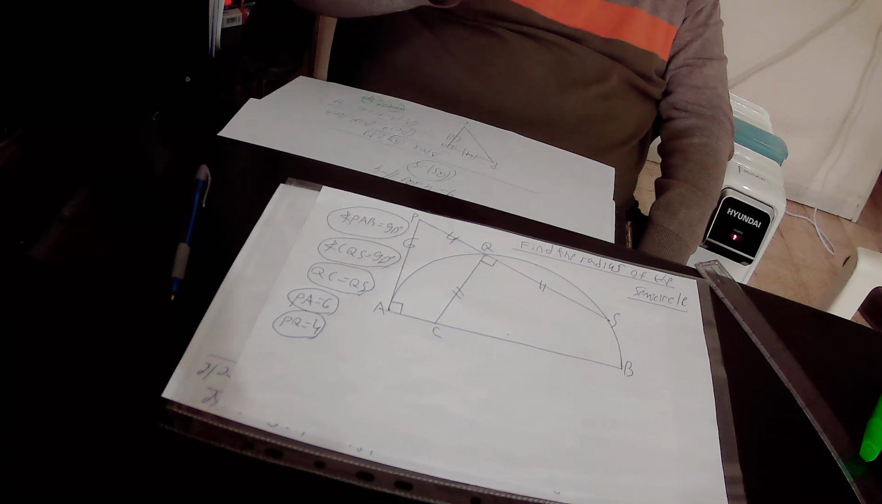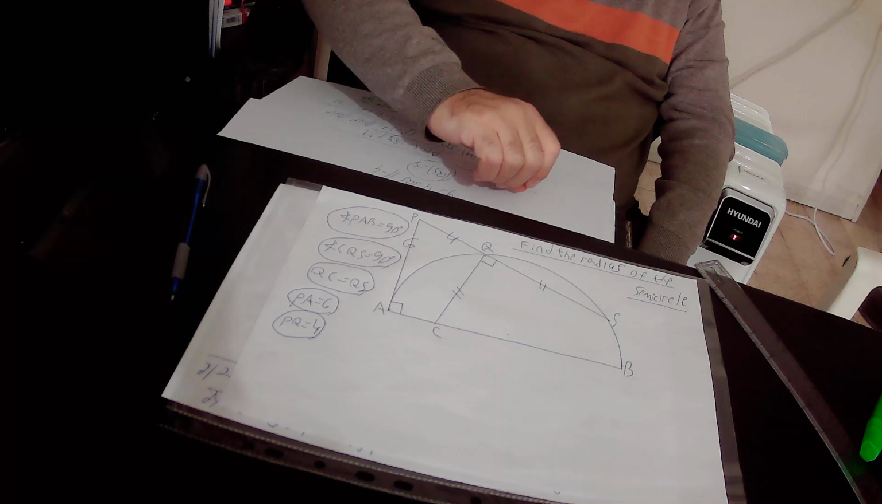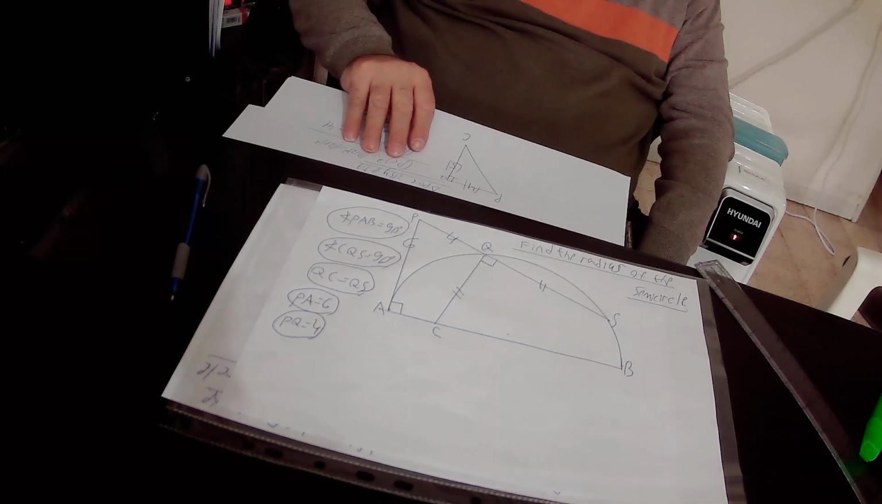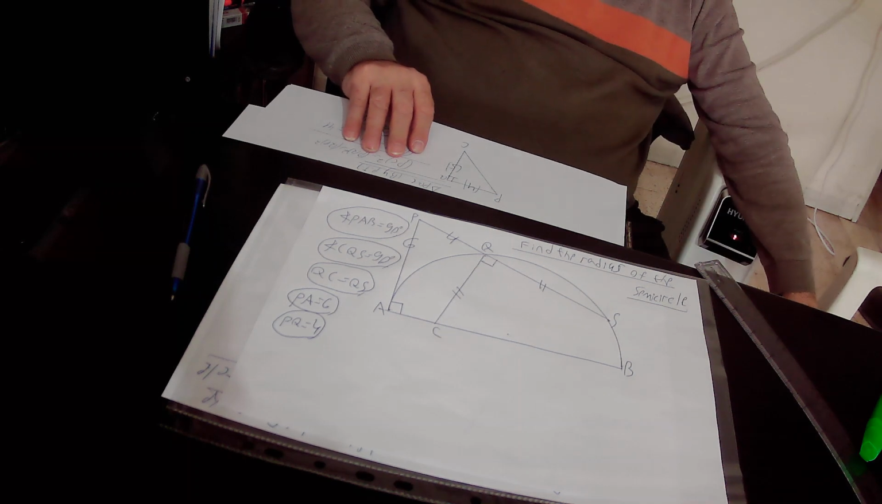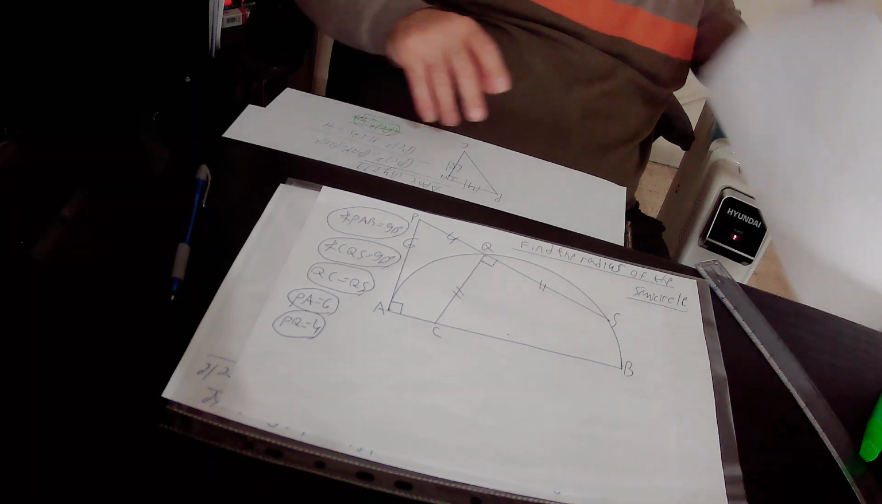Again, our mission is to find out the radius of this semicircle. In the first step, I presented to you a new rule, and we implemented the new rule in our drawing.